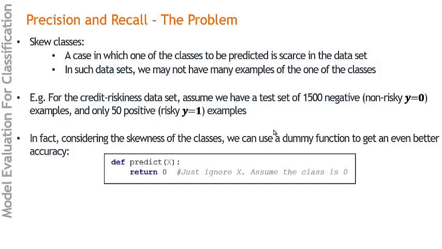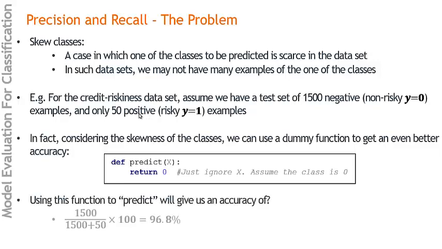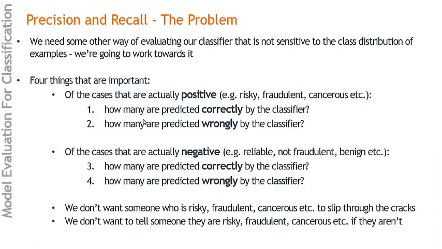So this slide makes the point I made before, that we could simply predict everybody as non-risky, and you get lots of correct predictions, but you'd get 0% correct predictions on the positive examples. All right, 96.8% correct accuracy, but you're not accomplishing what you want to accomplish, which is identify the risky individuals.